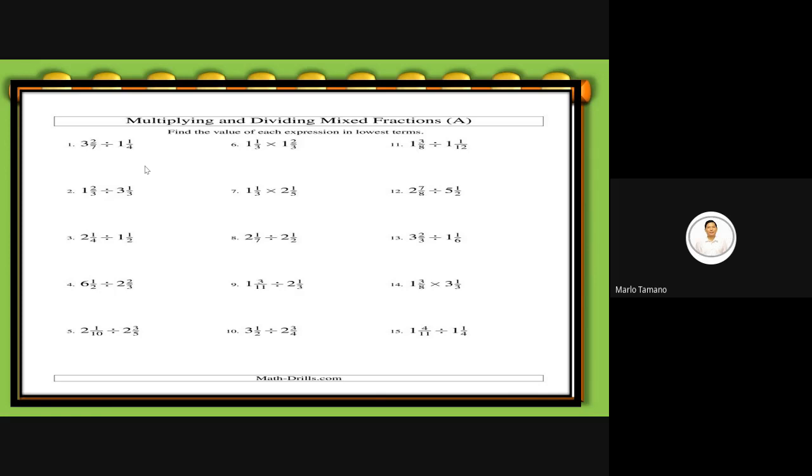Wala. Wala nakakuha sa mga lalaki? Boys. So the answer is 2 and 22/35. That is number 1. Number 2, we have 1/2. Naintindihan?